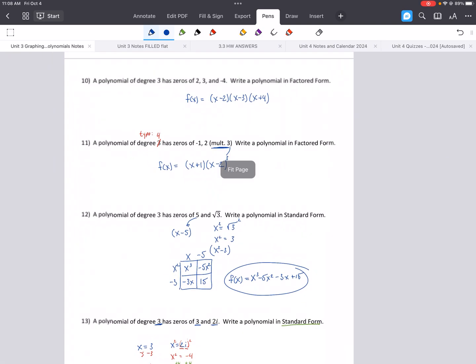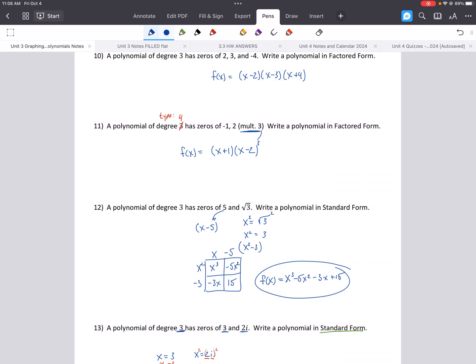Okay, so I think 10 and 11 are ones that you'll see on the test and perhaps your homework. And then same as 12 and 13. You'll see a lot of that on the homework too.